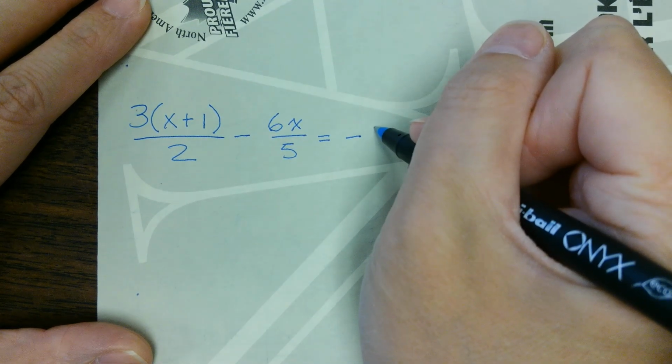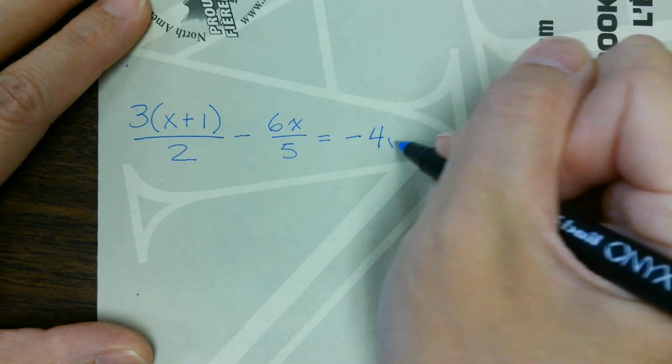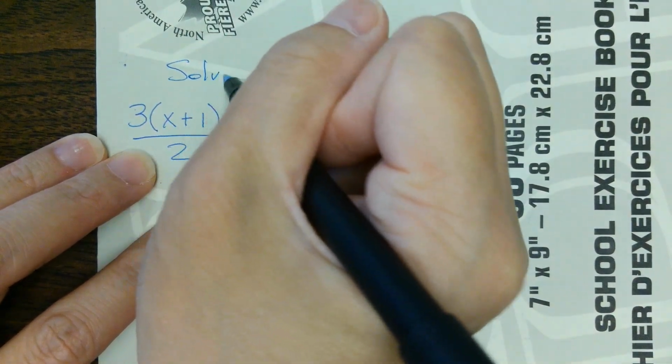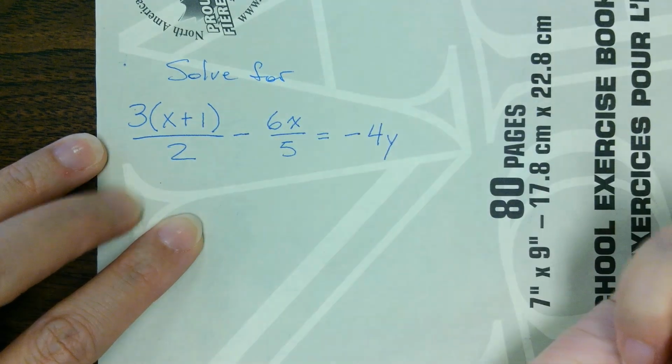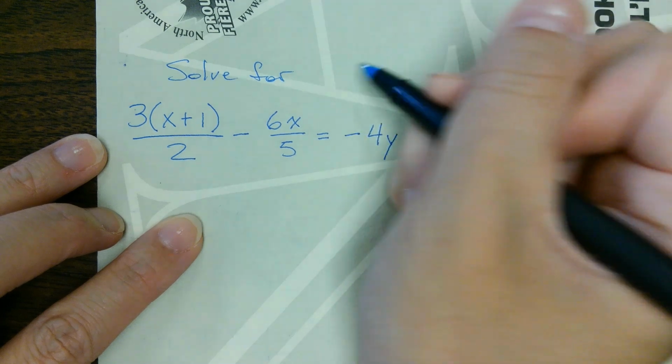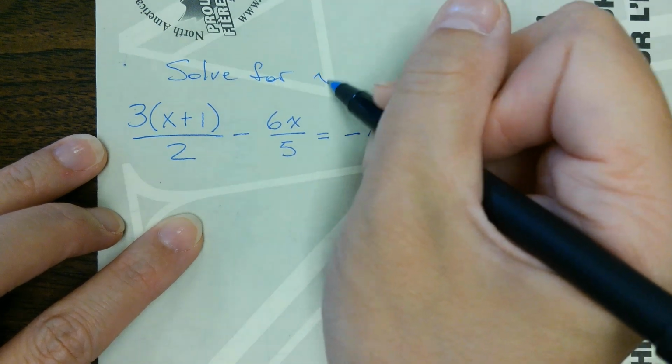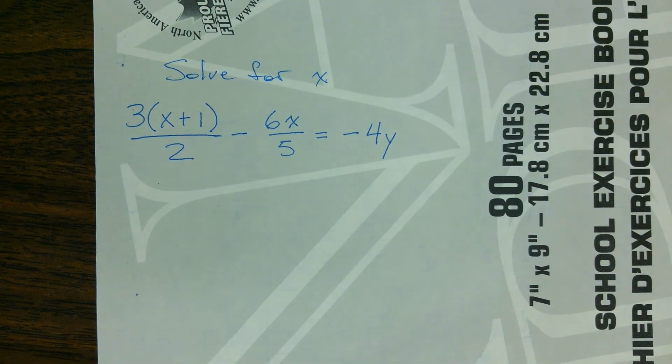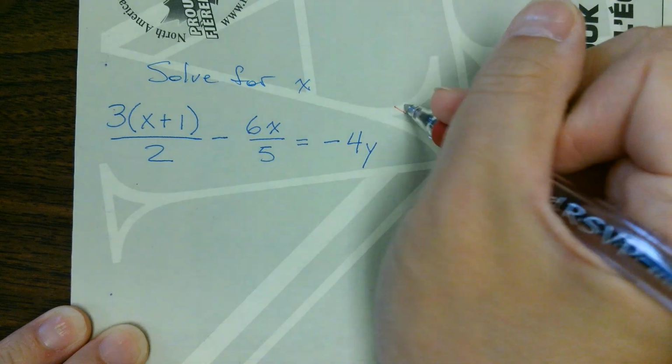Which one do you want us to solve for? You guys choose. Solve for x or solve for y? Just do y, y is easier. X. Solve for x. So we need a common denominator. This is 10. Good. So multiply everything by 10.